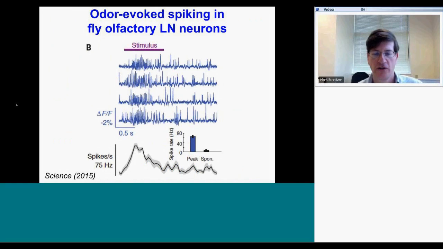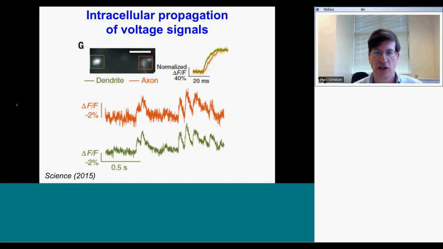When we present odors to the fly, if we're performing optical voltage recordings from olfactory neurons, we can detect spike rates up to about 75 hertz or so and characterize the olfactory neurons' responses to odors and their odor tuning curves. And again, we can see intracellular propagation of voltage signals. This is a case where we were able to record from the dendrite of the neurons as well as the axon, and to see the slight 4 millisecond delay between the two structures in the same cell.